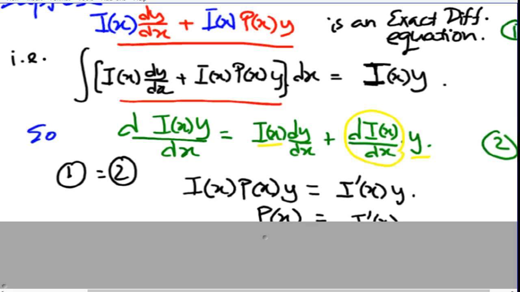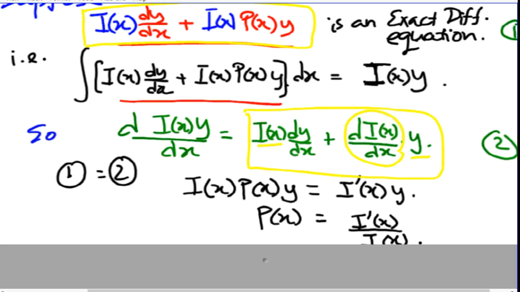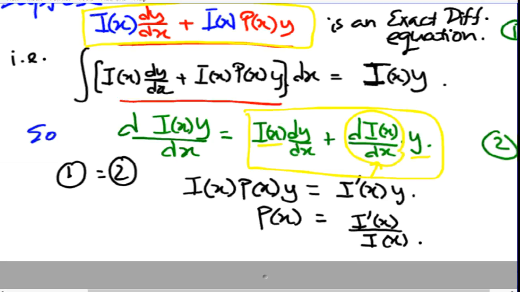And you basically see that this thing in 2 is actually the same thing as 1. So by comparison, you see that the first term in both equations is exactly the same, and the second term must also be the same. So this, I(x)p(x) times y, must equal I'(x) times y, where I dash is this, dI/dx, right? So p itself must be the ratio of the derivative of I over I(x).